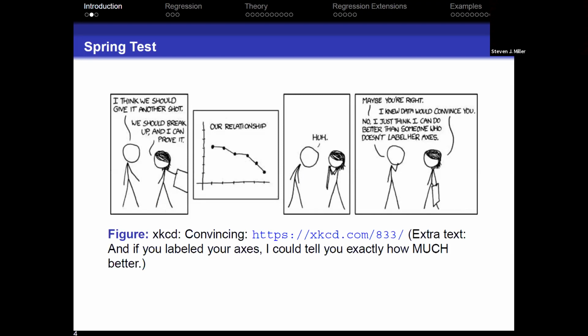And this is a data science class. We want to be able to convince people with data. But the first person then remarks, no, I just think I can do better than someone who doesn't label her axes. And so this is an extremely important point to remember, that when we are doing our analysis, at the end of the day, we're not just doing it for ourselves. We want to be able to tell a story and convince someone else.